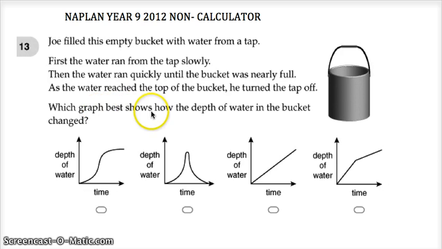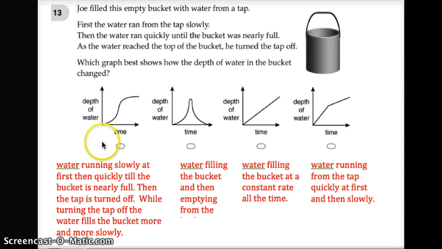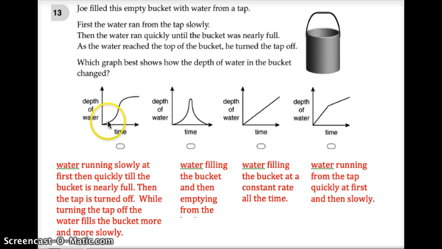Which graph best shows how the depth of the water in the bucket changed? You may pause the video and attempt the question. Okay, now let's look at these four graphs. If the gradient or the slope of the graph is quite low, that means that with time, the water depth is not changing very much, so the water is running in slowly.